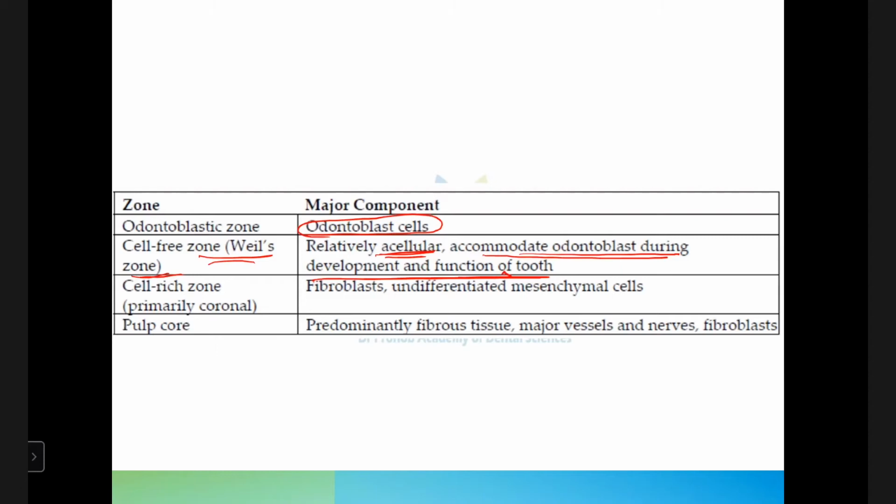Next is the cell-rich zone, which as I told you is rich in fibroblasts and undifferentiated mesenchymal cells. What about the pulp core? The pulp core has predominantly fibrous tissue, blood vessels and nerves, and also fibroblasts. These zones are very, very important. You need to remember them.